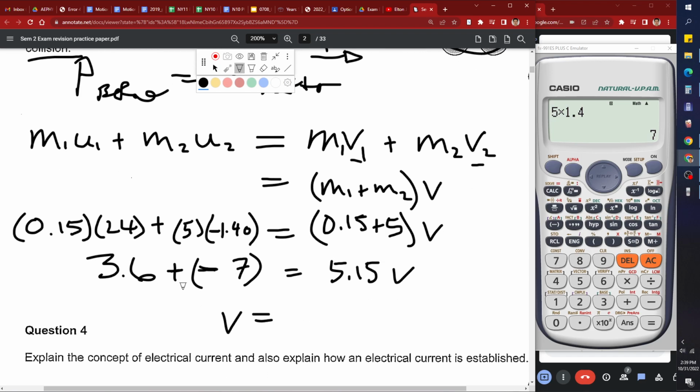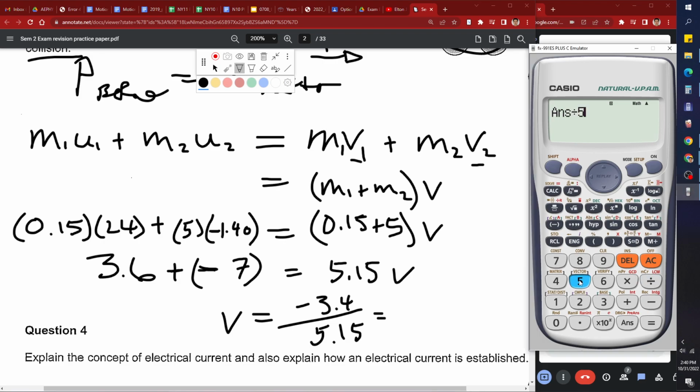V equals this. Okay, so negative 7. I'm just going to do it this way so you can see it more easily. It's going to give us negative 3.4. Okay, so negative 3.4 divided by this value of mass for the whole thing now. So the answer divided by that. And there we have it.